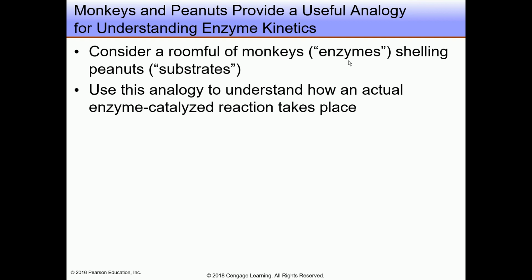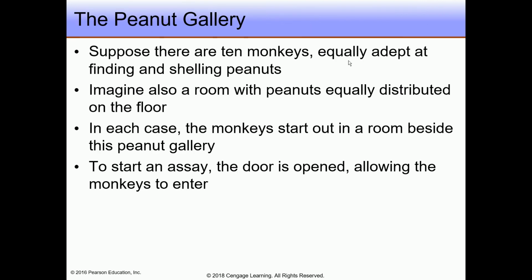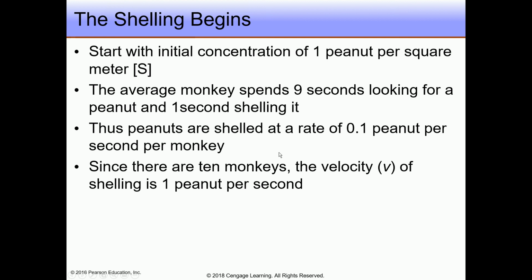And so when the monkeys enter the room, what are these monkeys going to do? They're going to find the peanuts and they're going to shell them. Okay, so suppose we're going to take this example in three different ways. So first part is, suppose in the room the concentration of the peanuts is 1 peanut per square meter. Okay, and on average every monkey spends 9 seconds finding the peanut and 1 second shelling it.